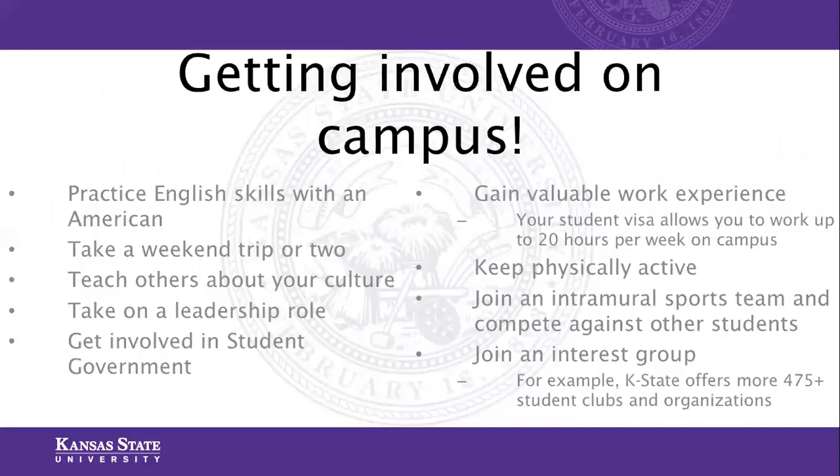So getting involved on campus, as I mentioned before, there's a ton of different opportunities that you can get involved in on campus. For instance, here at K-State, we have over 475 different student clubs and organizations. Each one of the examples listed here is a club or organization that we have here at K-State. So for instance, if you want to practice English with an American, we have a club that's available for that. Each university is going to address these differently, but there's going to be so many opportunities it may seem overwhelming at first, but don't let the sheer number of opportunities available get in your way.